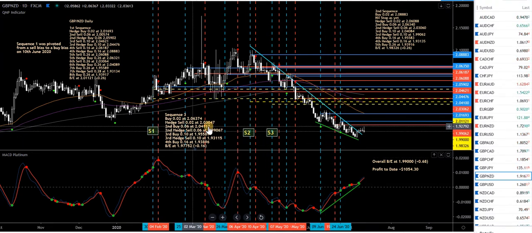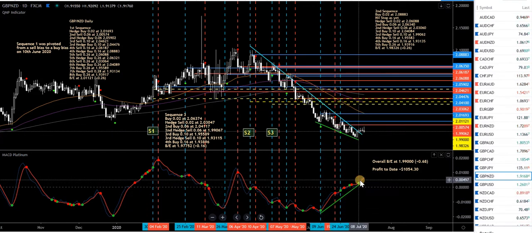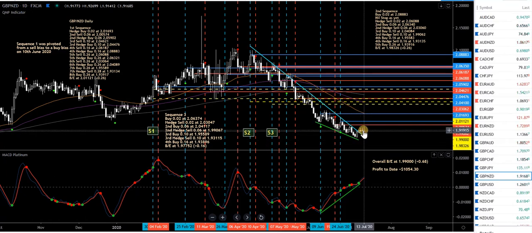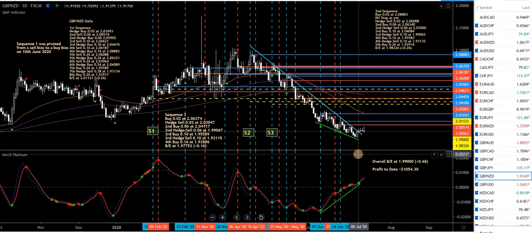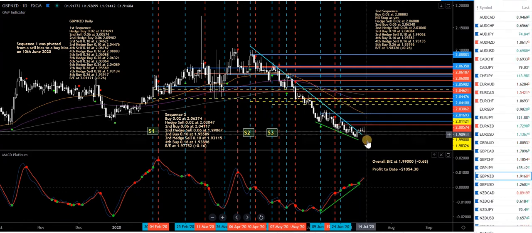Pound New Zealand, one of my problem pairs. Lots of sequences, and they're all going the same way, which is a big problem for me. Every time I get excited, we look like we're heading up. We've got this constant, regular bullish divergence, but it just doesn't get going up here. So I'm not sure what I'm going to do here. Ideally, I need price to go up a little bit and get above some of these lines so I can start using them to add to my profit.